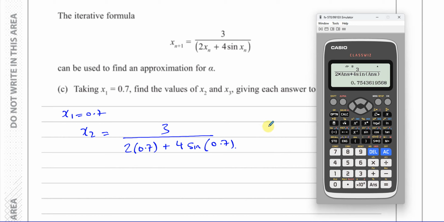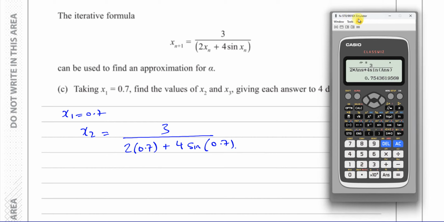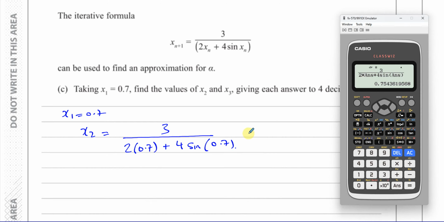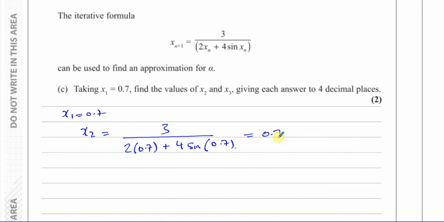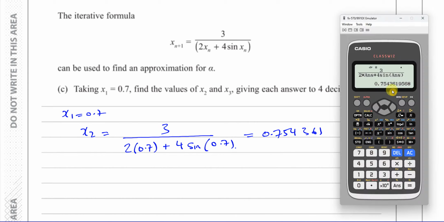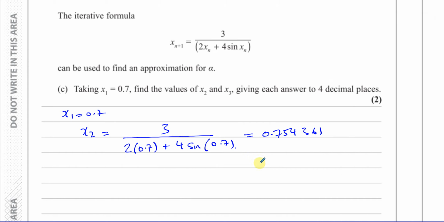So I can write this down and give each answer to 4 decimal places. This is going to give me 0.754361. Let's just make sure that's correct. 0.754361. So we can say therefore x2 is equal to 0.7544 to 4 decimal places.